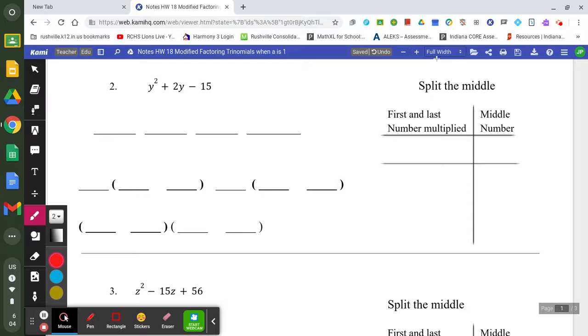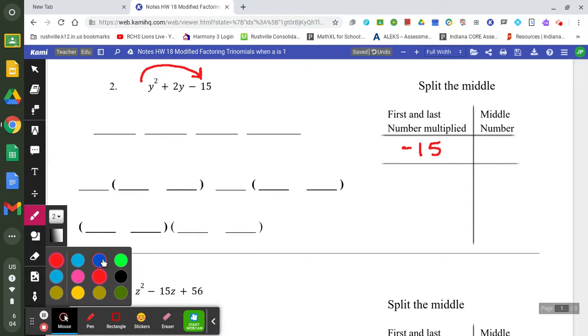So problem number 2, again, I'm going to split the middle. I'm going to multiply the first and last numbers. So that gives me negative 15. And then I'm going to add to the middle term. So now that this one is a negative, one of my factors is going to have to be negative, and it'll have to be my smaller factor, because then when I add those together, I need a positive number.